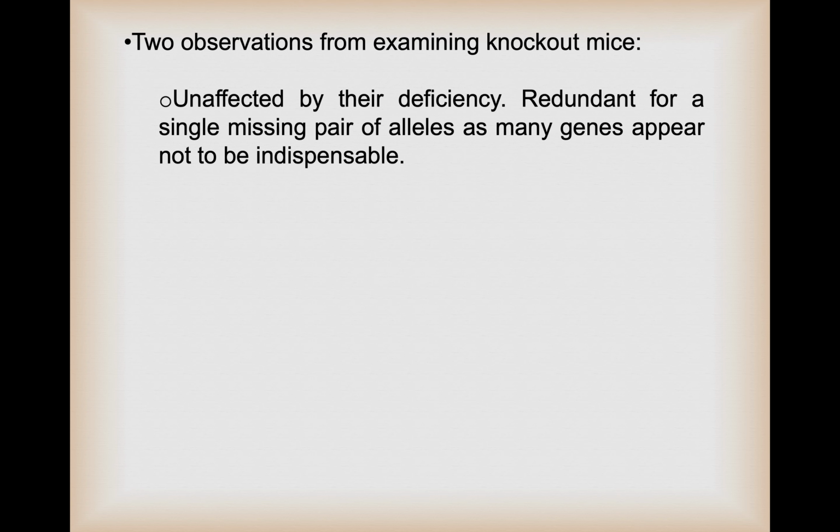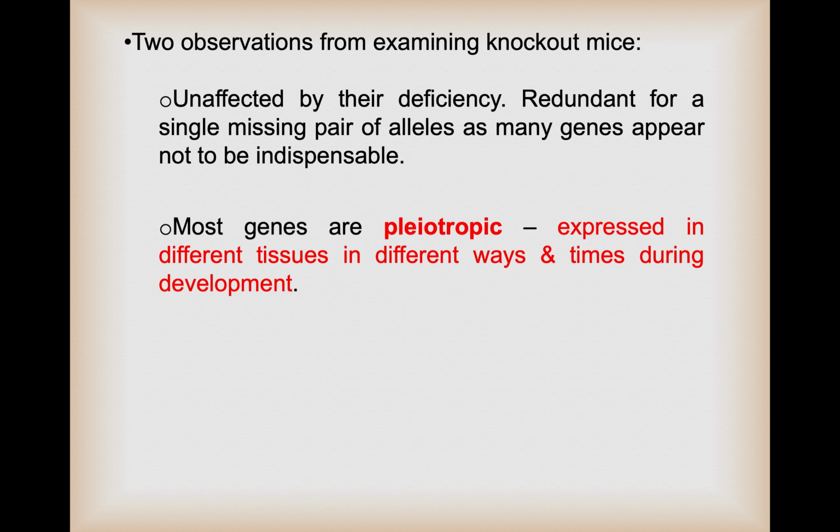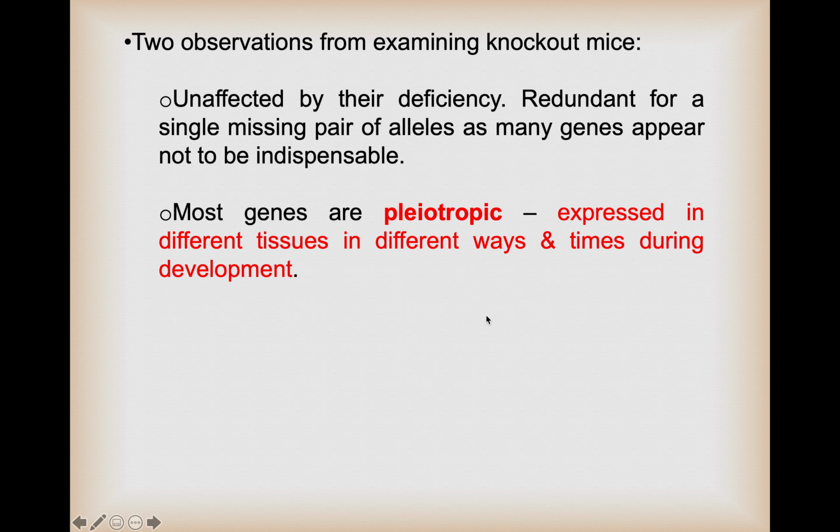Alright, so based on what has been done on knockout mice over the years, two observations were basically seen. The mice are unaffected by their deficiency, so redundant for a single missing pair of alleles, as many genes appear not to be indispensable. So if they are heterozygous, usually they are not really affected by one of the alleles being turned off. Most genes are pleiotropic, which means that they are expressed in different tissues in different ways and times during development. This is actually why.